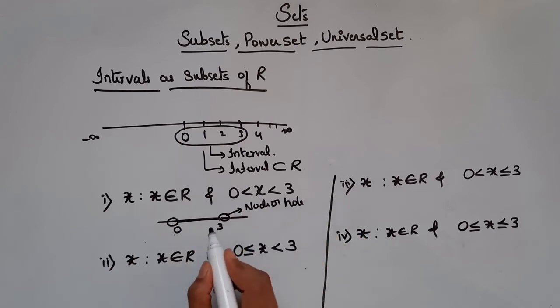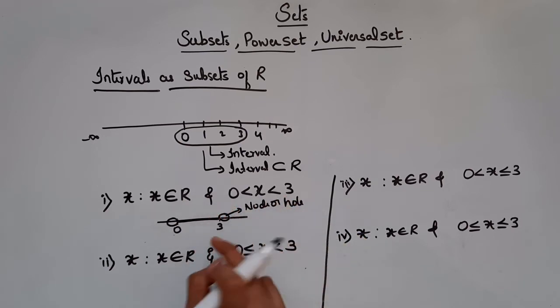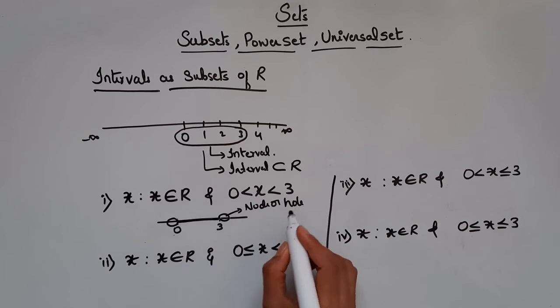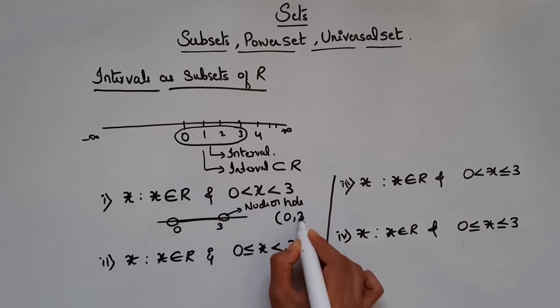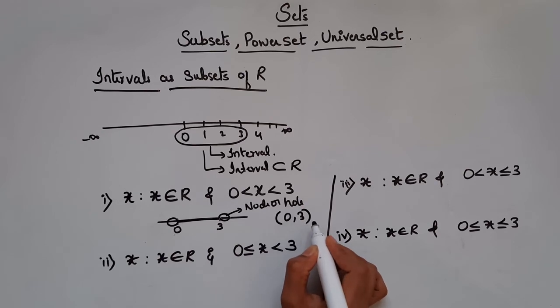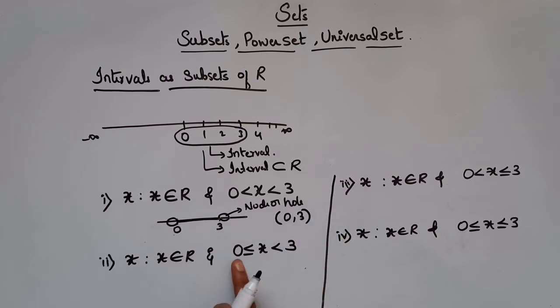This is how you represent if the endpoints are not included. If the endpoints are not included, they are also represented by using this bracket, 0, 3 with a curved bracket, which is also called an open interval. If any one of the endpoints is included, then it is represented by a square bracket. So here we have 0 is included and 3 is not included, that is excluded. So therefore, here we have a curved bracket.